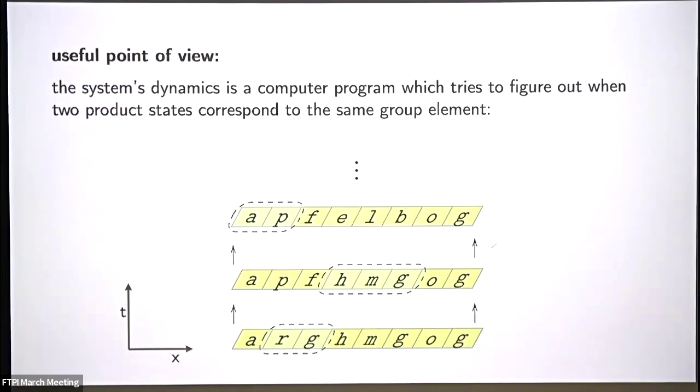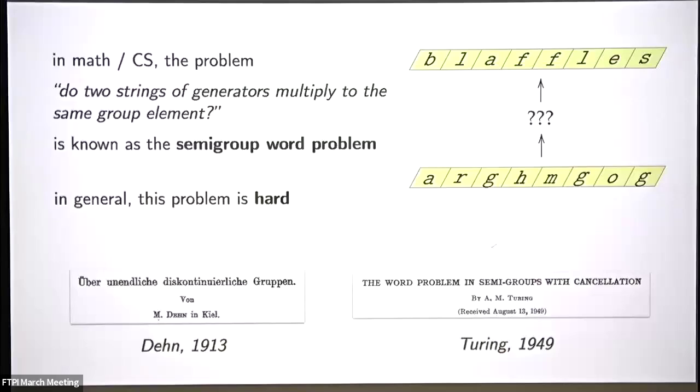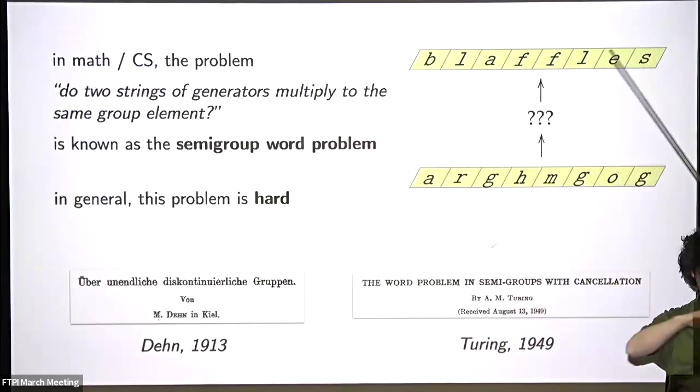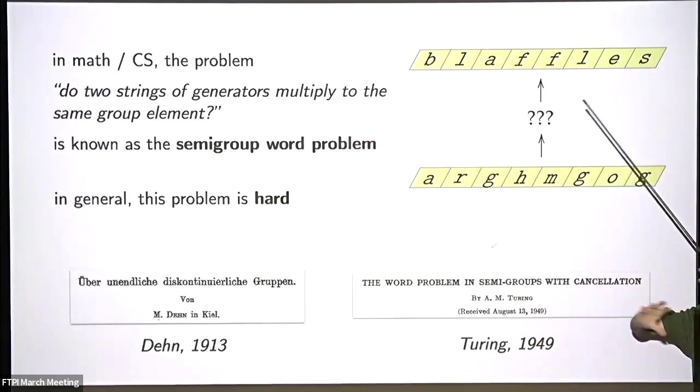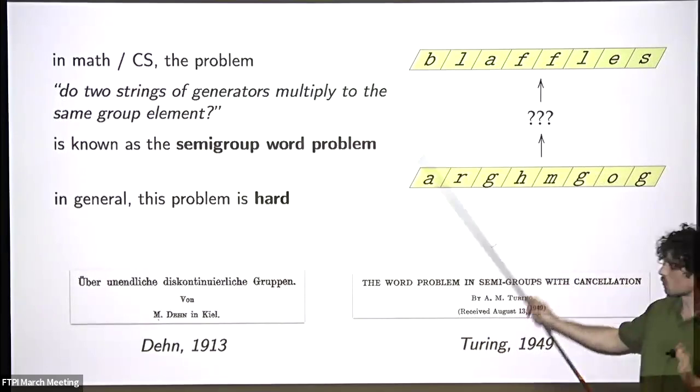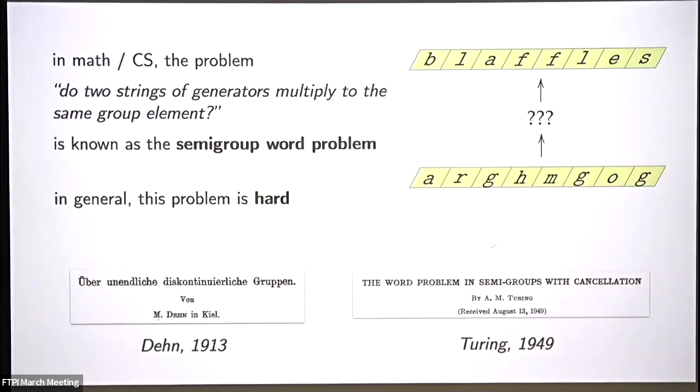That's the setup. In the math and CS literature, this dynamics turns out to be related to the following problem: suppose I have two strings of group generators. When do these two strings of group generators multiply to the same group element? This is called the semigroup word problem, and it is a very famous problem in mathematics and computer science going back about 100 years. The crucial fact that is going to be relevant to us is that this problem is hard in general. By hard, I mean computationally hard.